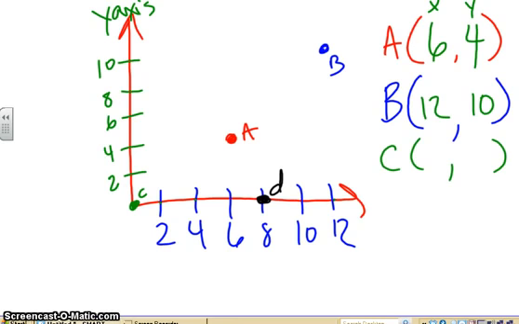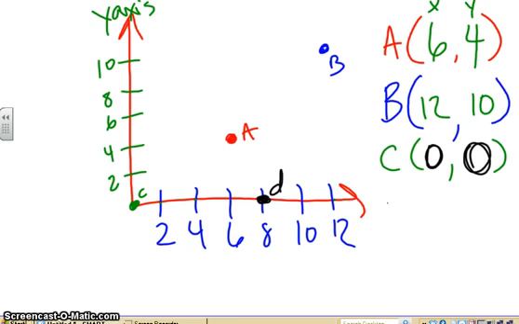Now C is a little different. We haven't seen one like C before. Now how far does C go over? It doesn't go over at all. It's on the starting point. So what number is the first number? It's 0. So C does not go over at all. And then how much does C go up? It does not go up at all either. So your coordinates for C would be 0, 0.